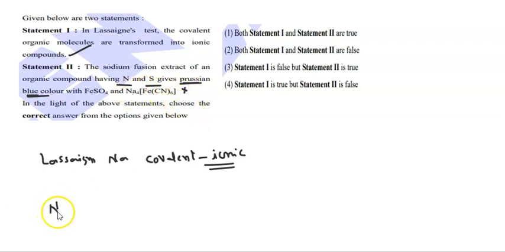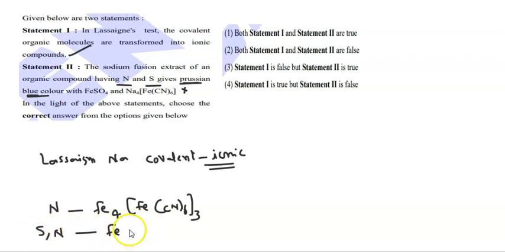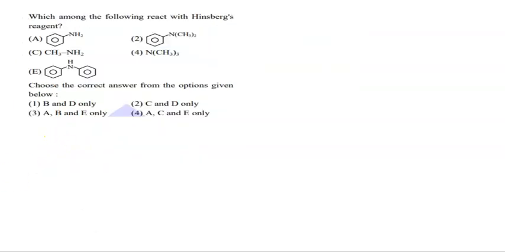If nitrogen is there, then you can get Fe4[Fe(CN)6]3. If sulfur and nitrogen are both there, then you can get Fe(SCN)3, that is blood red color. So if both sulfur and nitrogen are there, you are going to get the blood red color. But here Prussian blue color is given. Statement 2 is wrong. Statement 1 is correct. Option 4 is the correct answer for the given question.